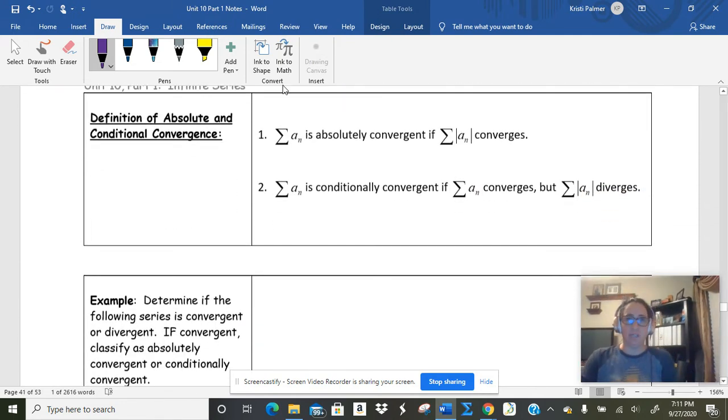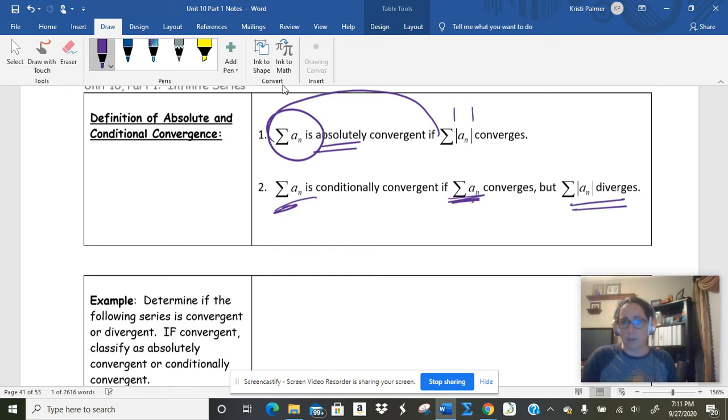Okay, so the definition here. A sub n is absolutely convergent if the absolute value of that converges. So meaning that all of the negatives got taken away. We are doing term by term with just all positive numbers, okay? So each individual term turned positive, and if that series now converges, then we say this one is absolutely convergent. Conditionally convergent means this was a convergent series. The absolute part of it diverged, but it still was a convergent series to begin with. That's conditionally convergent.